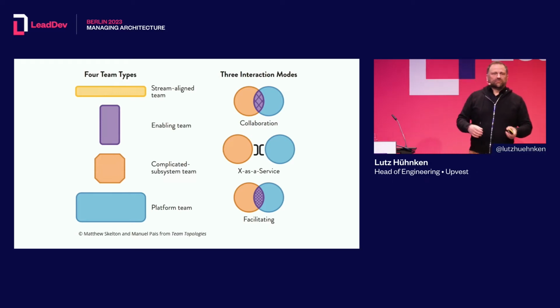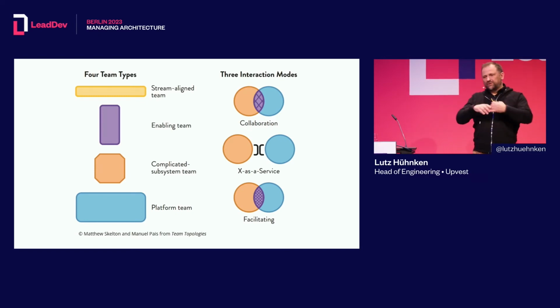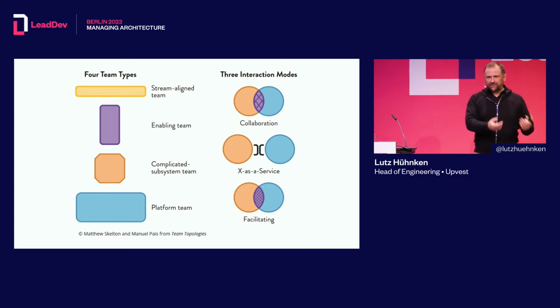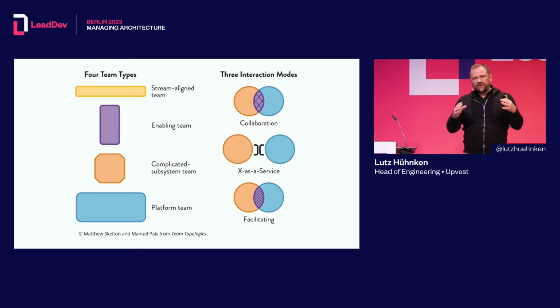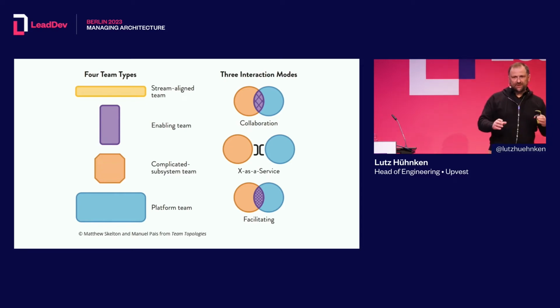And there are different types of interactions. You can provide something as a service, right? So you have your service, your API is a product, you offer some API, other services use it. Or maybe you collaborate very closely, maybe your service has some complicated subsystem and you collaborate closely with that team. And there's the facilitation mode, and this is where the enabling team comes in.